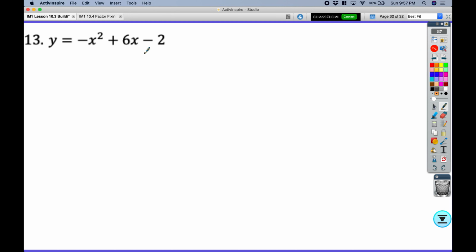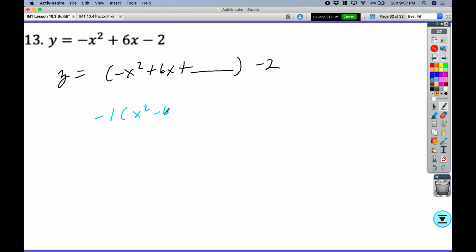Last one here. So we got y equals parentheses negative x squared plus 6x plus my mystery c number to make the perfect square, plus this negative 2 that doesn't fit in here. So what we're going to do now is factor out a negative 1 to get x squared minus 6x plus the mystery number, and that minus 2 is not affected by factoring out that negative 1. So now we are going to figure out my c value, which is negative 6 divided by 2 to the second power, which is negative 3 to the second power, which is 9.